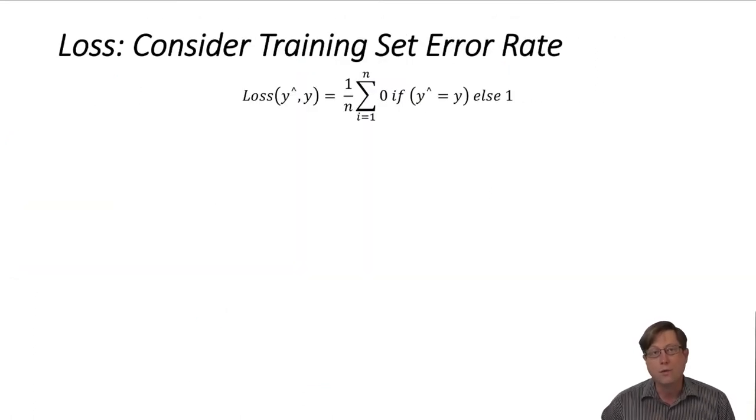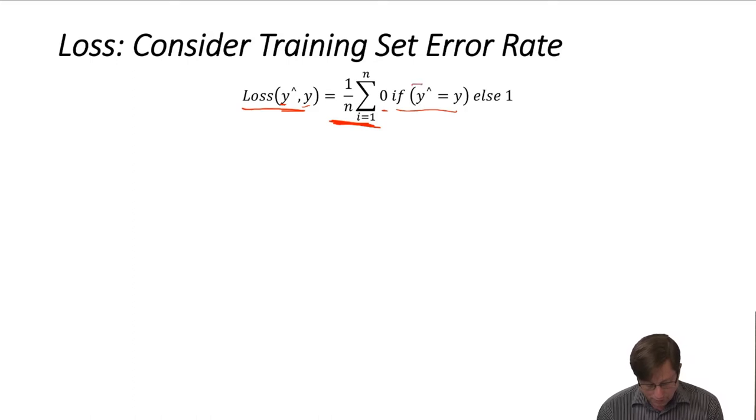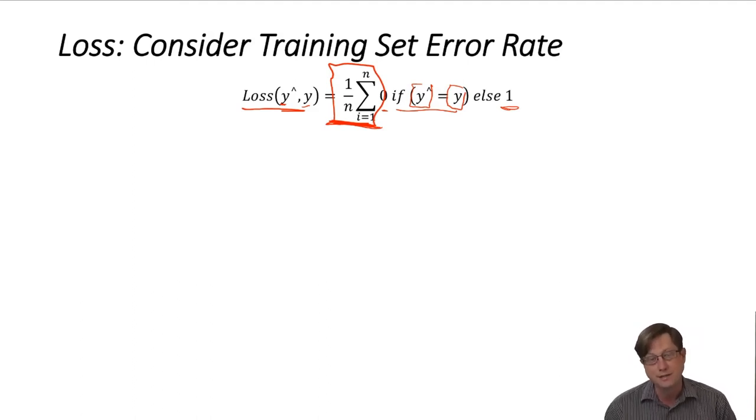Okay, so let's consider what would happen if we were going to use the training set error rate as our loss function. There, the loss of y hat and y would be a weighted sum over all training samples of 0 if the prediction of the tree is equal to the correct class label for the sample, otherwise 1. So if they disagree, it's 1, otherwise it's 0. And then this weighting here turns it into an overall error rate across the entire training set. So that is the shape of what our loss function is going to end up being.